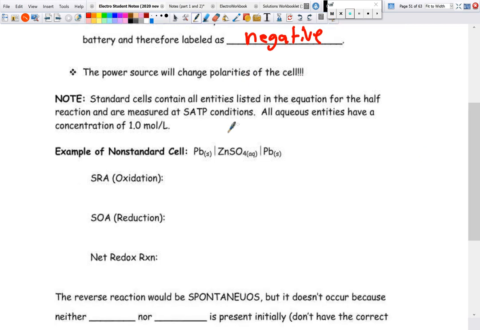Now, for standard cells, all entities listed in the equation of a reaction are there. Now sometimes, standard cells contain all entities listed in the equation for a half reaction. They're measured at SATP conditions and 1 mole per liter.